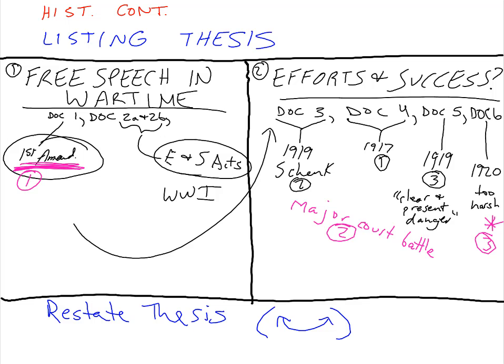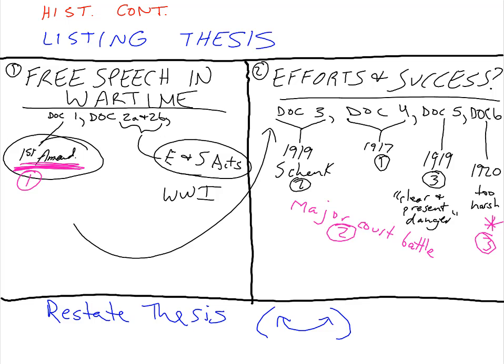So going through this really quickly again. Your historical context and listing thesis in the introduction are more or less going to be word for word what was gift wrapped to you on the assignment page. Then you're going to go to your what is the civic issue and was it successful, the efforts that were undertaken to deal with that issue in your two body paragraphs. In the first body paragraph, you're going to have documents 1 and 2A and 2B helping you out, which reference the First Amendment and the Espionage and Sedition Acts, which were passed during World War I. Then in your next paragraph, you're going to have 3, 4, 5, and 6 helping you tell the story.